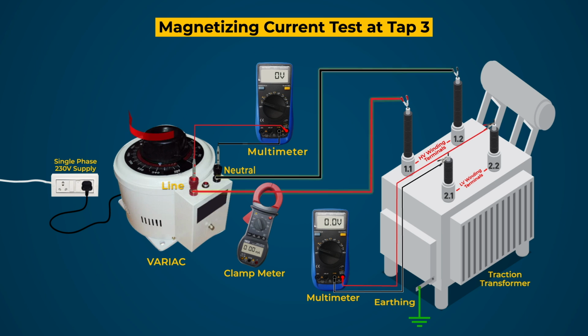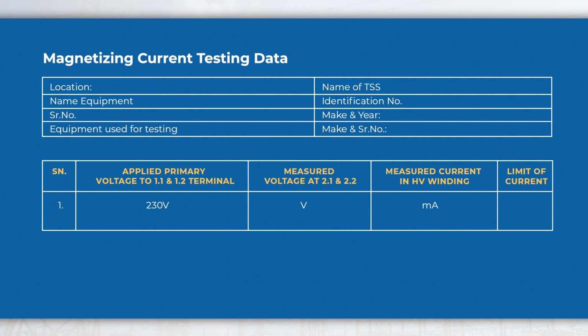Now gradually increase the voltage with the help of variac until 230 volt is applied to HV winding. As LV is open, only magnetizing current will flow in the HV winding, which is measured by a clamp meter or ammeter connected. Also record the induced voltage in LV winding. Testing data may be recorded in this format for further investigation and future reference.